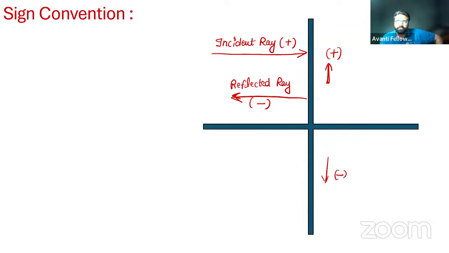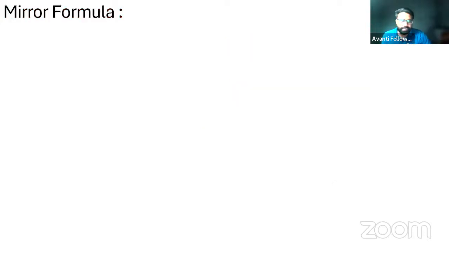ठीक है? क्लियर है? अब देखो, ये मान लिया मिरर का पोल है, ये कोई भी मिरर है मेरे पास, ऐसा, ये मिरर का पोल है. If you are coming at this side, ultimately you are moving in the reflected side. Ray is getting reflected and you are moving here. So if you measure the distance in the reflected ray direction, it will be considered negative. If you measure in the incident ray direction, it will be considered positive. Upside, if you are measuring, it will be positive. Downside will be negative. Very clear.